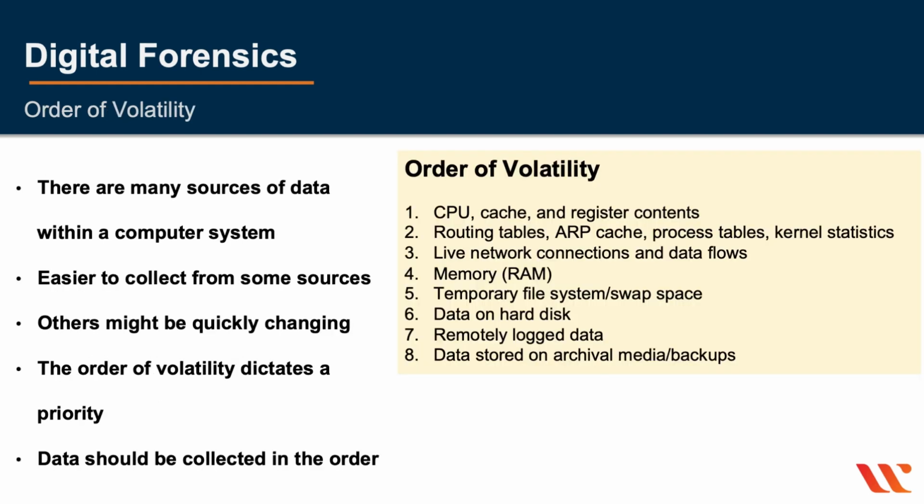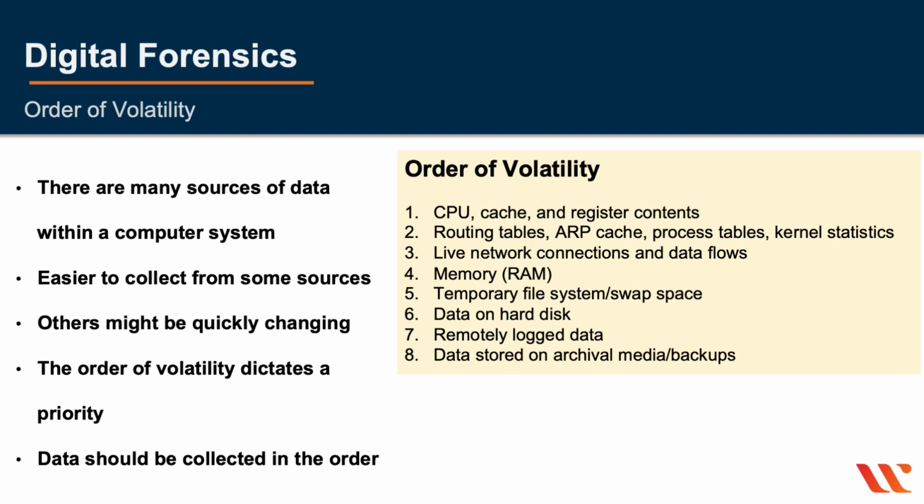The evidence that's collected is not all equal, as we discussed earlier. There are different sources from where this data can come from. Some of these are easier to collect than others, and some of them might even change quickly. So you want to make sure that there is a certain order that's followed when you're capturing or collecting the data in order to preserve it. There is a certain order of volatility that you can follow in order to capture any of this data.